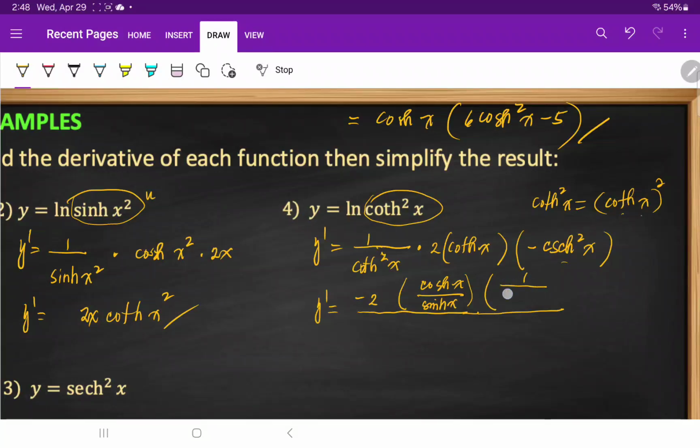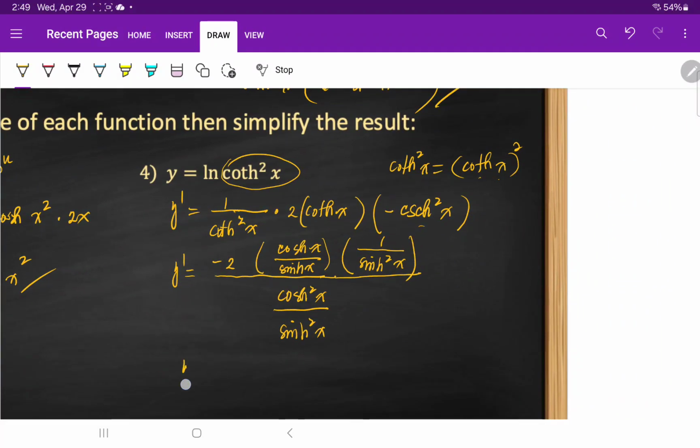is 1 over hyperbolic sine square. Because from the reciprocal identity, hyperbolic sine is 1 over hyperbolic cosecant, and vice versa. So that hyperbolic cosecant is 1 over hyperbolic sine. Then we divide it by hyperbolic cotangent, which in terms of sine and cosine is hyperbolic cosine square x over hyperbolic sine square x. And then we simplify this by multiplying the numerator by the reciprocal of the denominator.